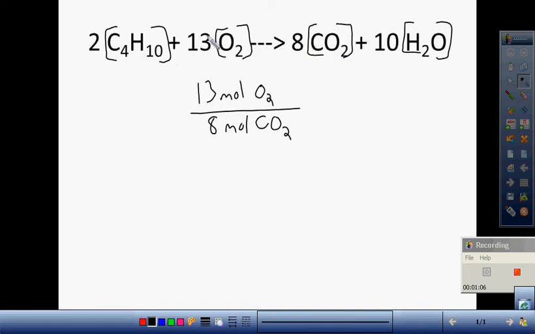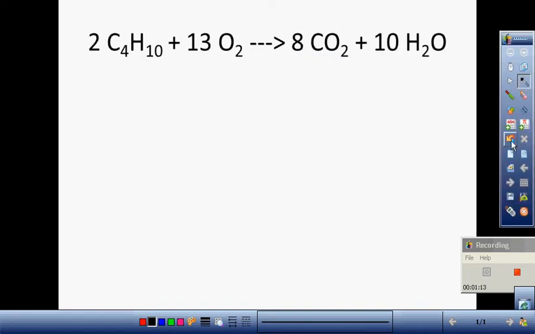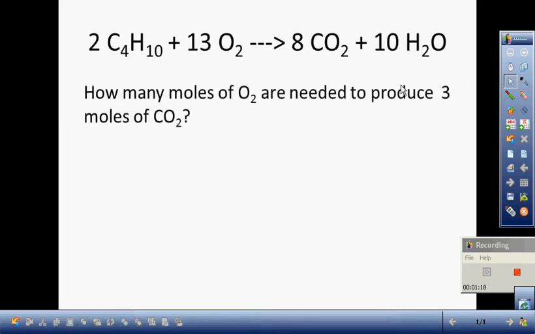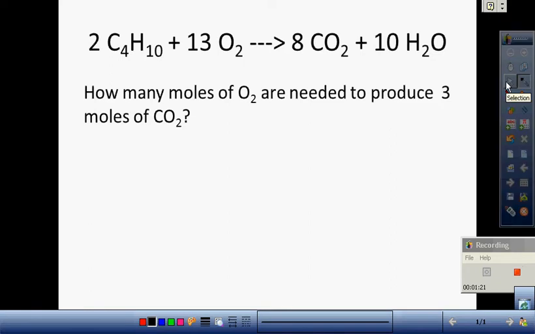Alright, I just take what I have, and I could do that with anything. That's the key to stoichiometry. Stoichiometry is the same thing we did yesterday, but I'm using mole ratios. So let's say this is my problem here. How many moles of oxygen are needed to produce 3 moles of carbon dioxide?